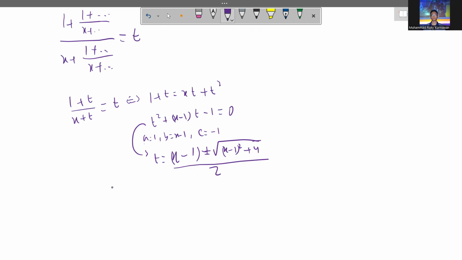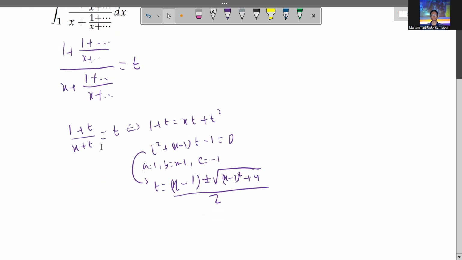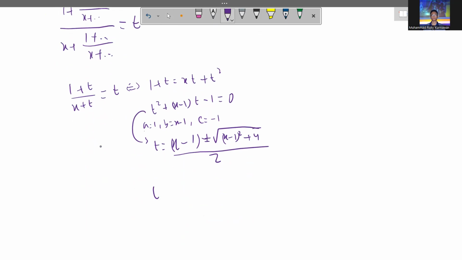And again, a plus minus arises here, but we just need to take a look at the integration bound. It can be shown that because this entire integral is equal to t, and we want x to be between 1 and 3, that means we pick the positive sign. So t is (x minus 1 plus the square root of (x minus 1) squared plus 4) over 2.